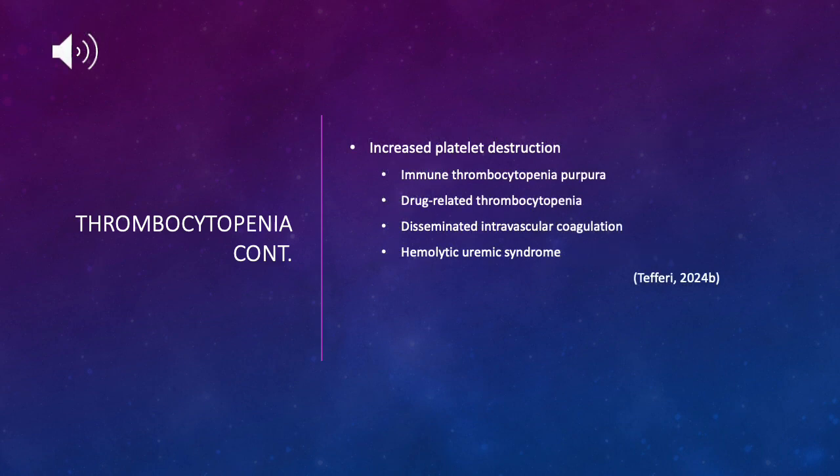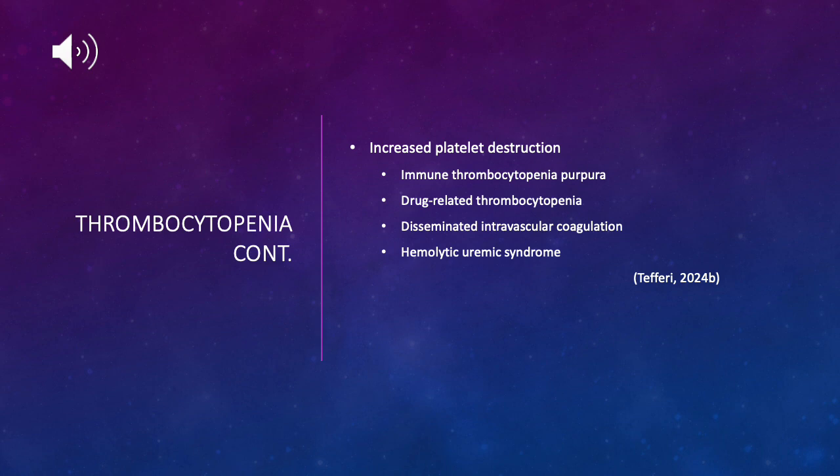The second primary cause for thrombocytopenia would be an increase in the destruction of platelets. Usually, this is mediated by the immune system. So the immune system mistakenly identifies platelets as a target, destroying them and leading to thrombocytopenia, bleeding, and potentially hemorrhage.